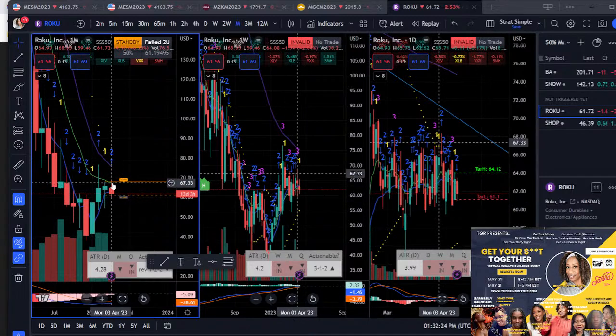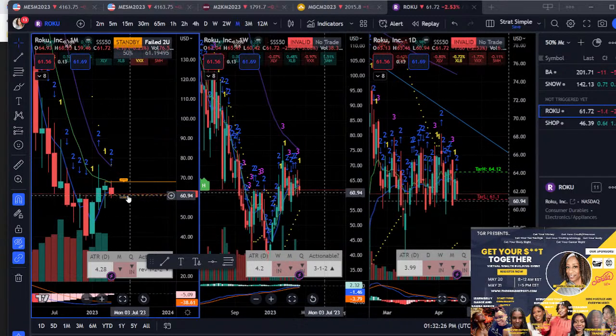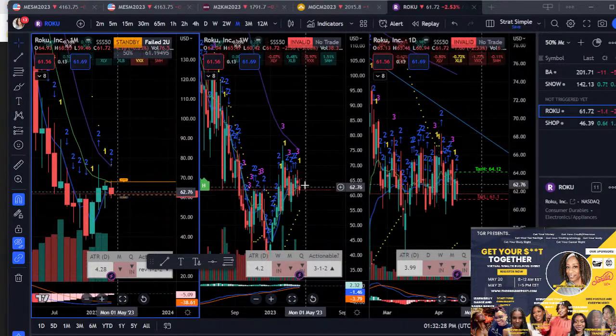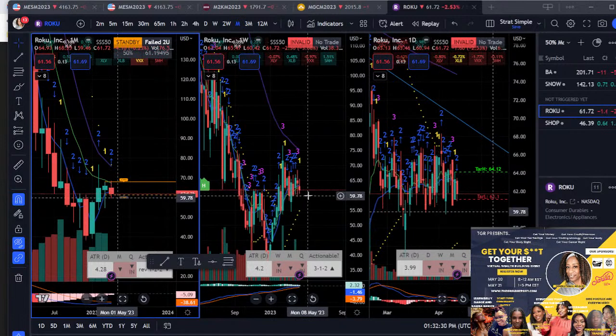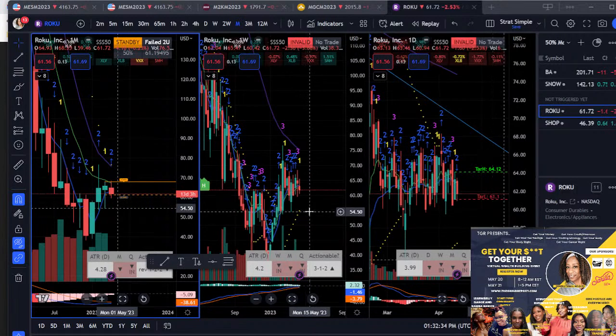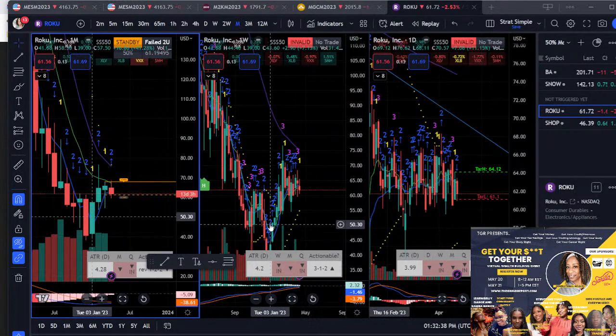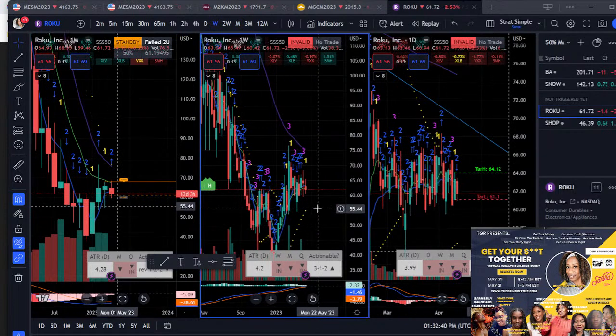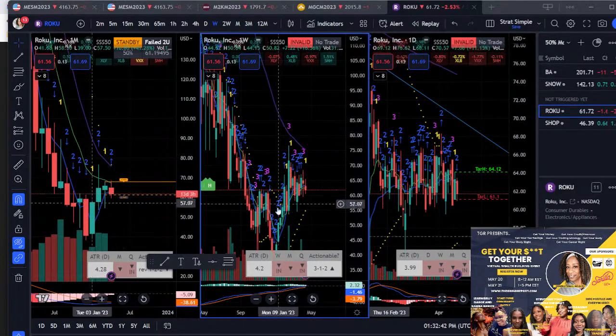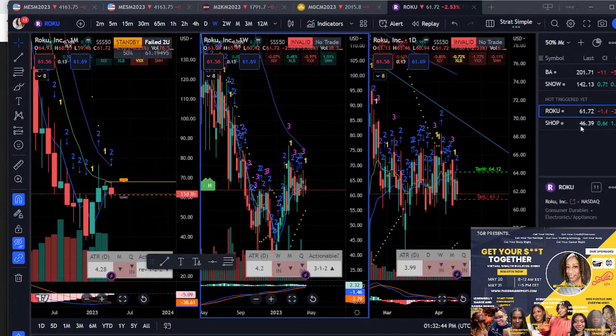Y'all know outside months often happen after threes, and then you also have an inside week here. So really, if it can break that 60 with some force, it could really go and hit that 54. So keep an eye on Roku. The way it's wedging here, it may decide to fall.